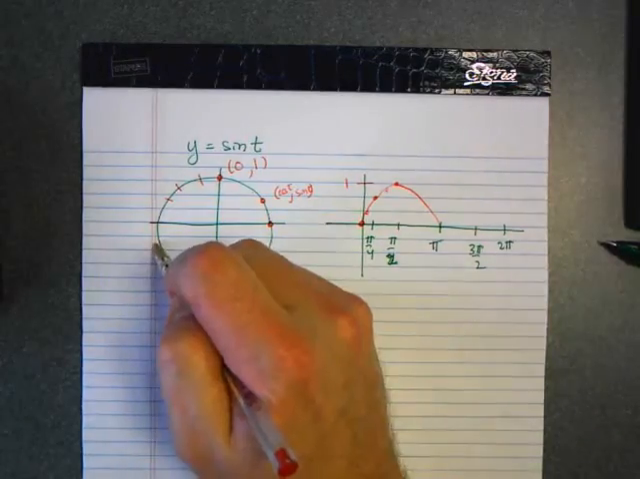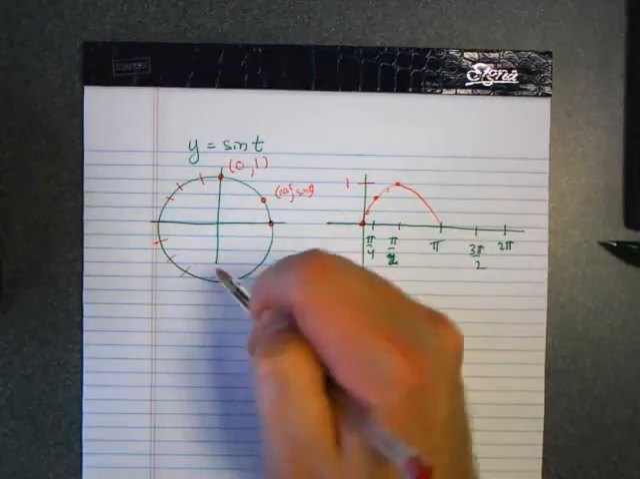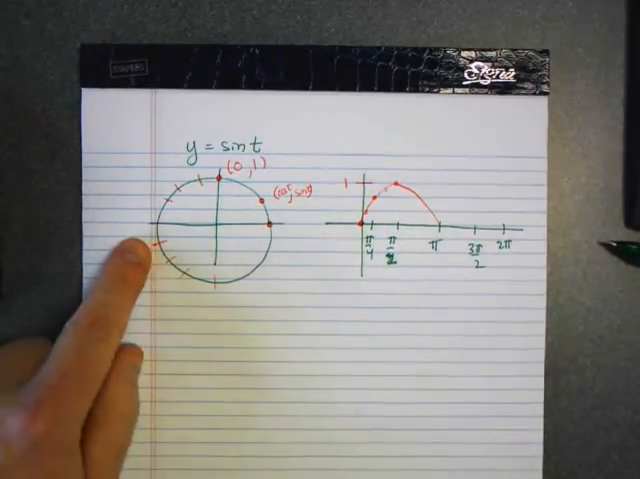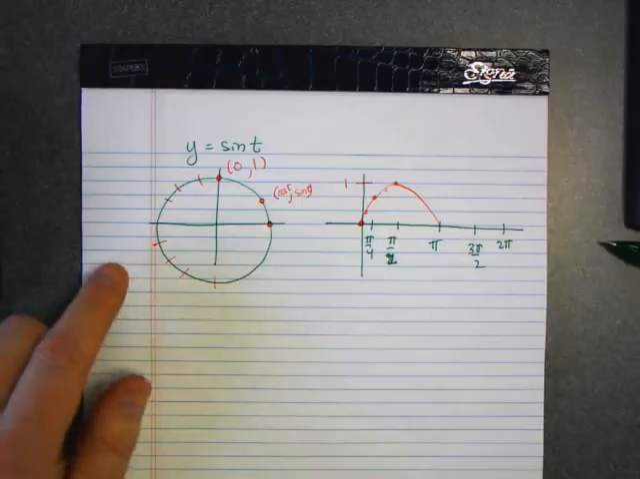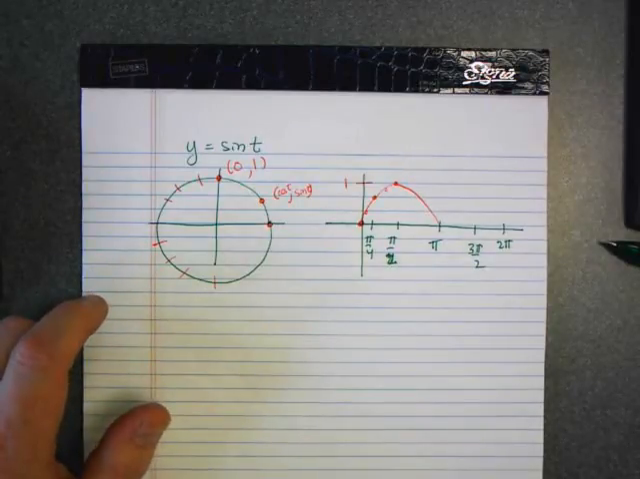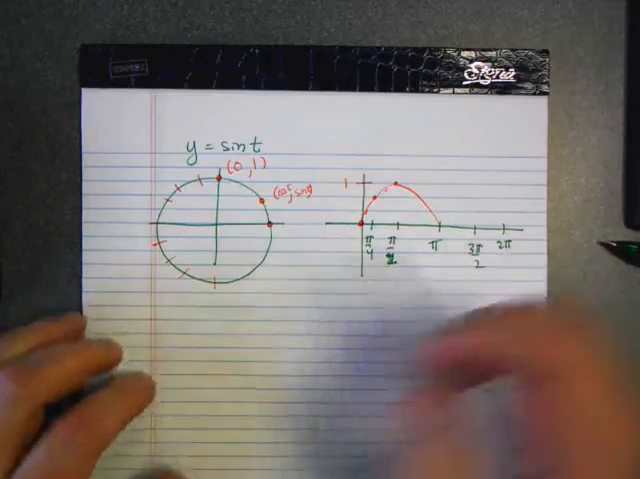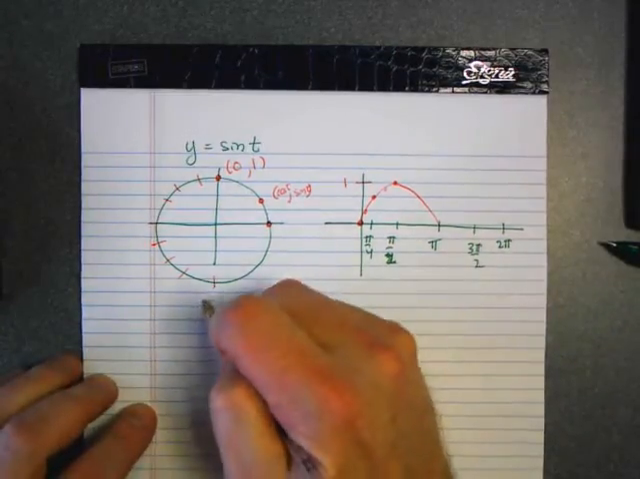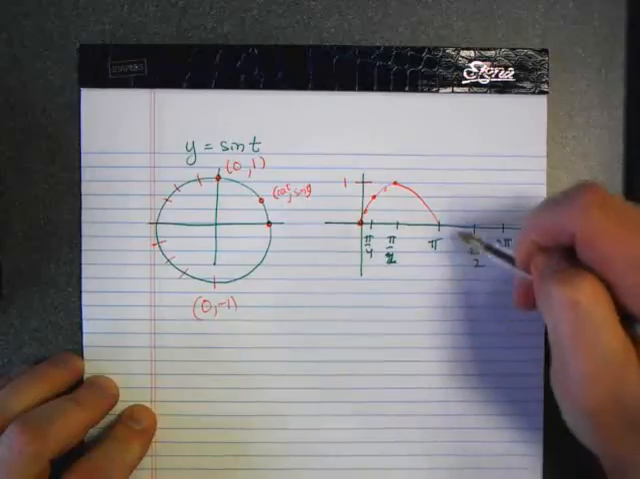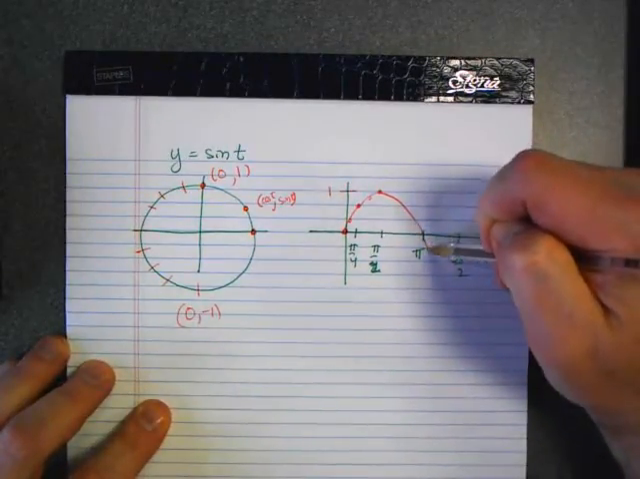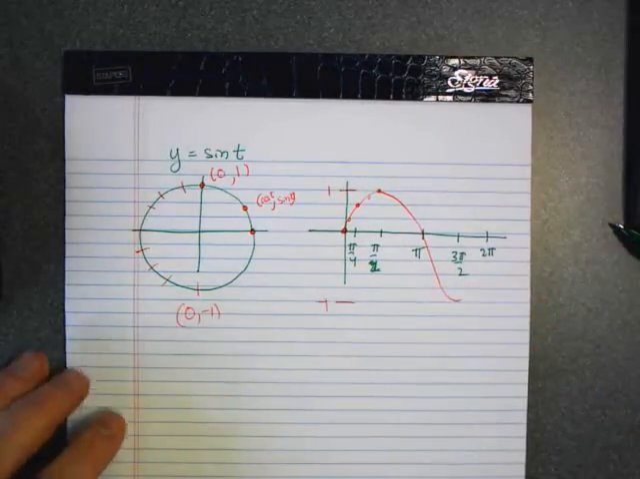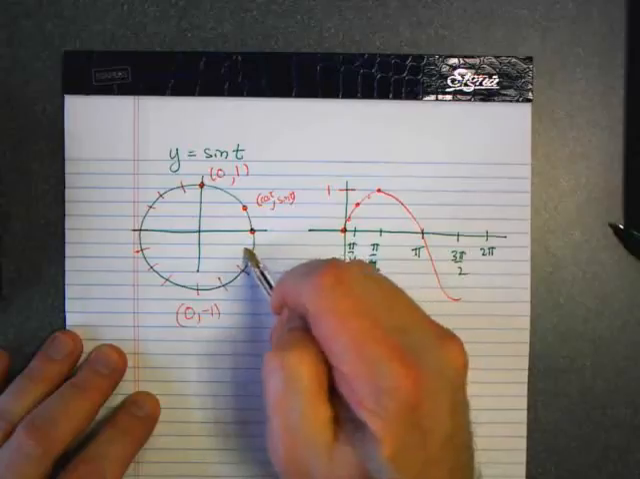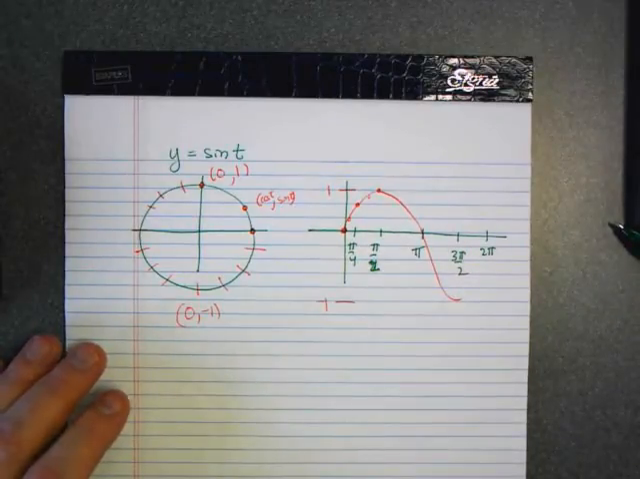What happens when I keep going and I pick like 7 pi over 6, 5 pi over 4, 4 pi over 3? I get the same values: the 1/2, the square root of 2 over 2, square root of 3 over 2, except they're all going to be negative. And when I get all the way to 3 pi over 2, the sine at 3 pi over 2 is negative 1. So my graph's going to come down here to negative 1. And then finally, what happens in quadrant 4? What can you tell me about my y numbers? They go back up.